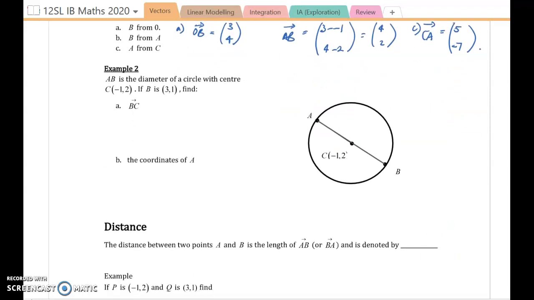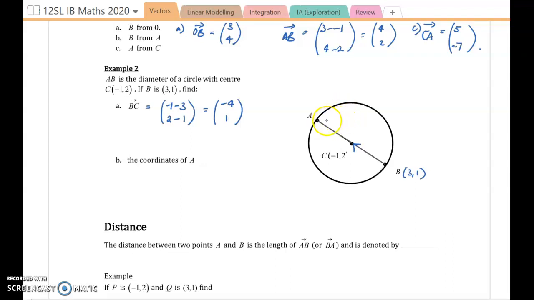Now, this question is an interesting one. AB is the diameter of a circle with center C, which is negative 1, 2. If B is 3, 1, find BC. So they're asking for this vector along here. BC would be C's second, so negative 1 minus 3, and 2 take 1, which is negative 4, 1. That's the vector. Now the coordinates of A.